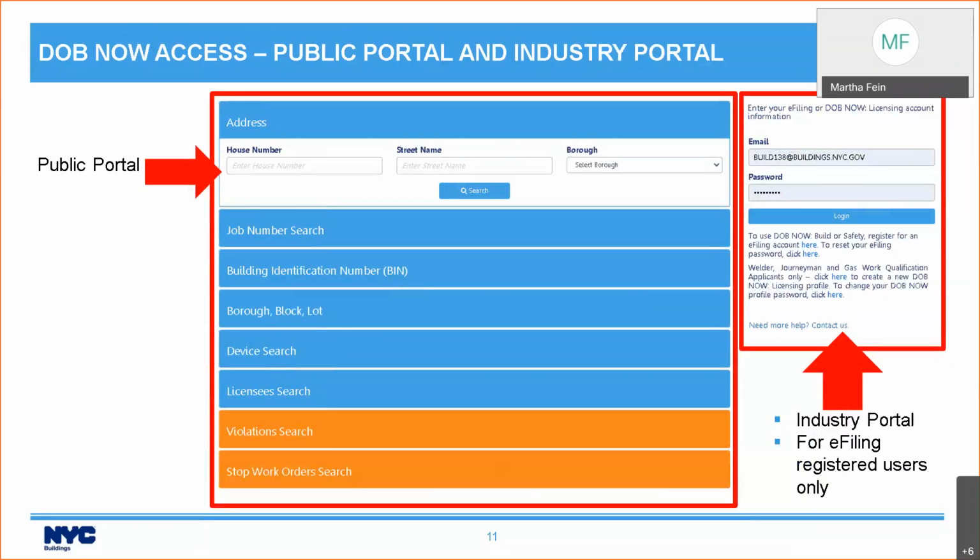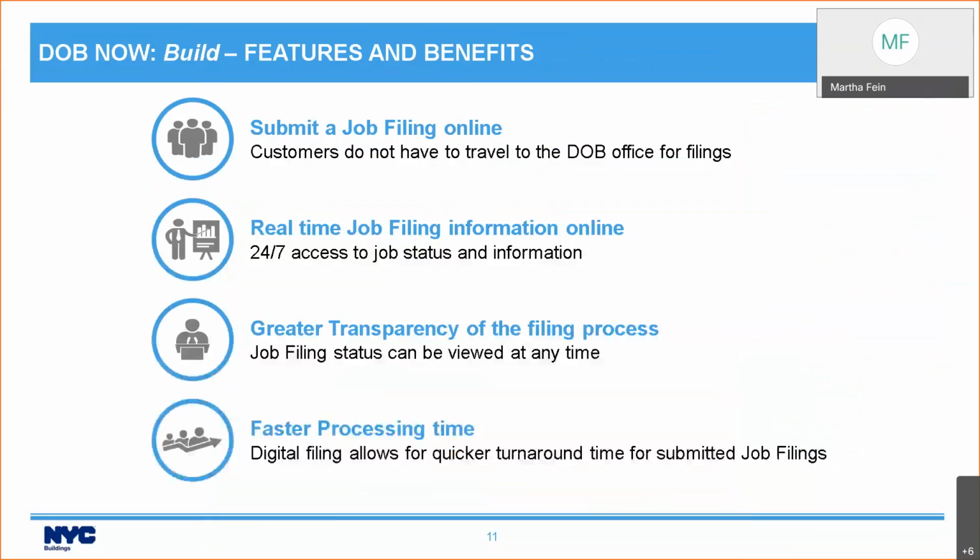When you go to log in, as I'm sure most of you have seen, there's two portals. There's the public portal, which anyone can access. You do not need a login for. And then there's the industry portal, which is only for e-filing registered users. In general, you'll hear this as I go, I think that DOB Now Build and DOB in general is great. You can submit a job filing online. You can get real-time access to job filing information any time of day or night. There's greater transparency of the filing process because you can follow your job filings as they move through the process. And ideally, it's faster processing time.